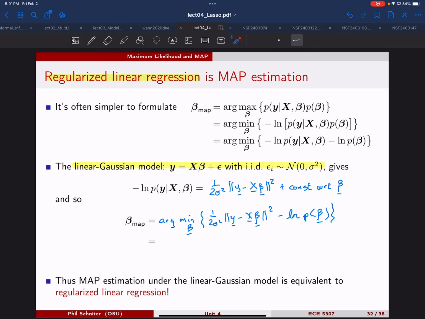Here we have this other term. And to make this look identical to our regularized least squares estimation, we're just going to move this to the other side. Essentially, we're going to minimize 2 times sigma squared of this whole thing. So that will cancel this, but it will appear over here. So that's arg min over beta of y minus x beta quantity squared, minus 2 sigma squared natural log p beta.